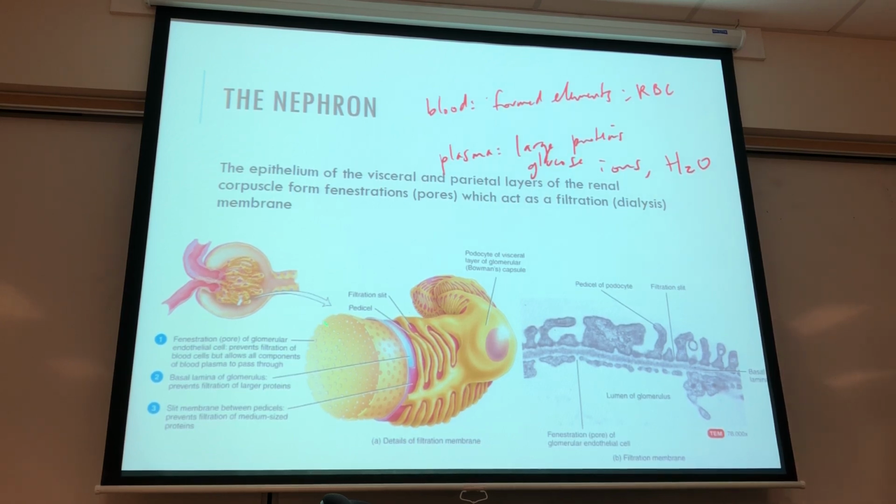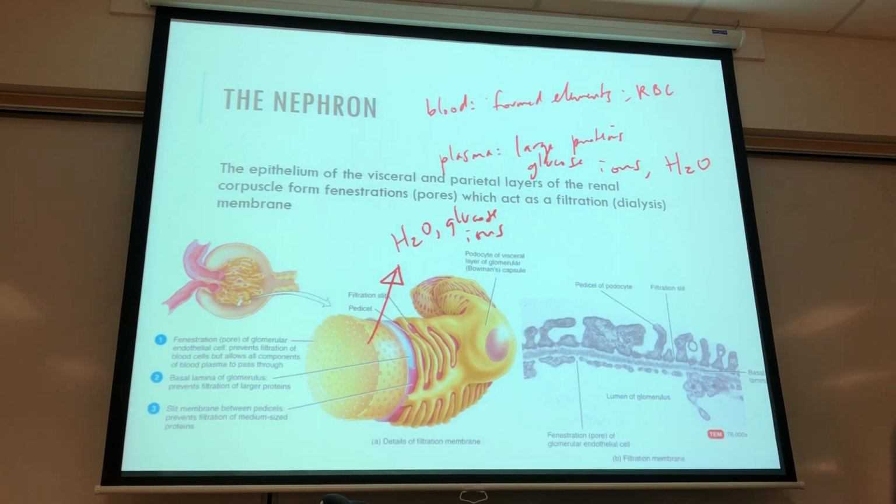And again, this is stuff that is filtered out. So you get the bulk of water, glucose, and ions making its way out. Most of this we want to reclaim back, and we're going to be able to reabsorb that in the process called reabsorption. So these are the contents in filtration.